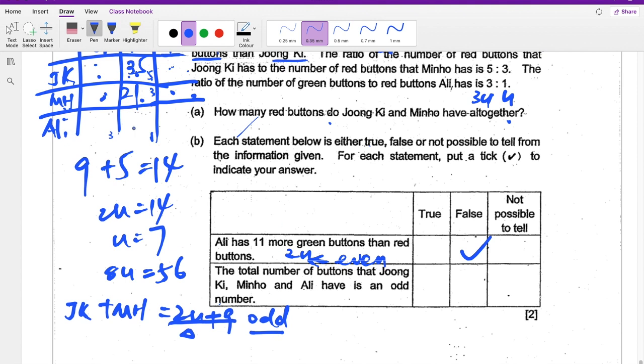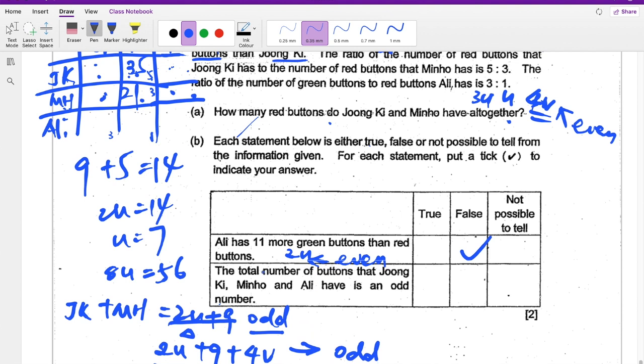Then how about Ali? Well, Ali, he said the ratio is 3 to 1, so in total is 4V, or 4U. Well, this one definitely is an even number. So 2U plus 9 plus 4V, whatever. We know that this is an even number, this is an odd number, so this gives an odd number. So his statement that the total number is an odd number is correct, right?